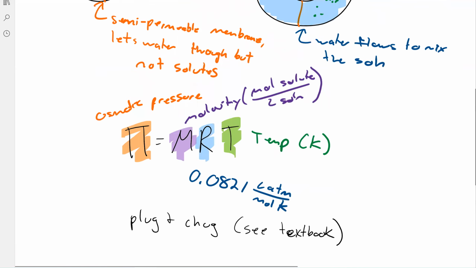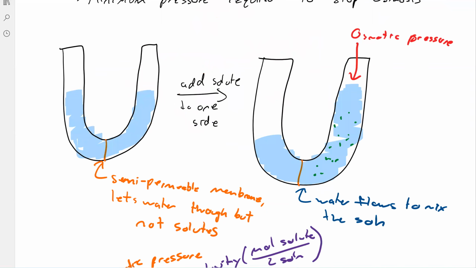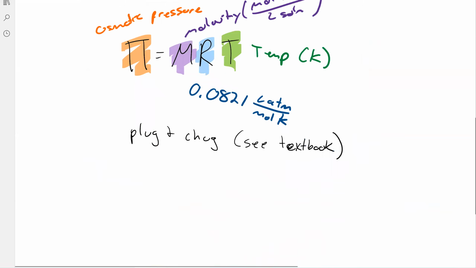This is also how reverse osmosis works. So in reverse osmosis, basically what they do is they apply a lot of pressure to the salty side of the solution, and then they'll push basically pure water through some kind of membrane. And so that's one way to purify water.